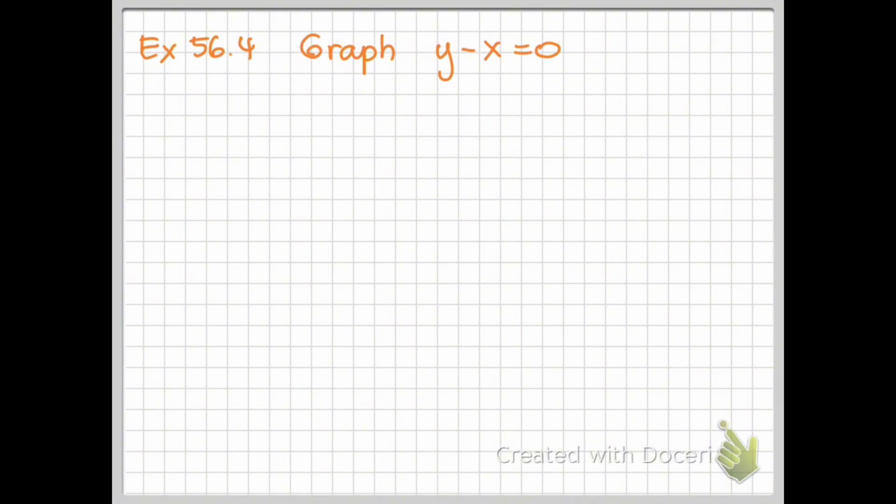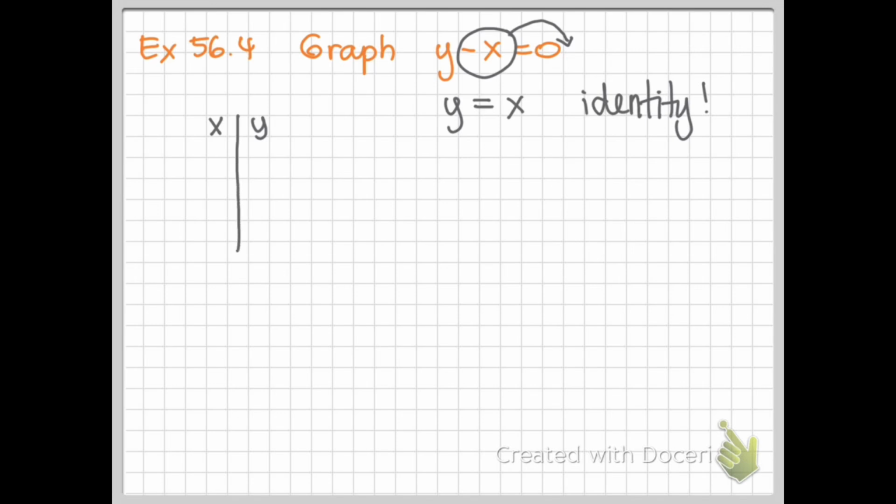This is really easy. Notice that the only thing we have to do is pass this negative x to the other side to add. So y equals x. Now this is a very important equation. It's called the identity equation. And what it's saying is that x equals y. So if I choose x and y, I can choose any number. So let's say I'm going to choose -1, 0, and 5. So if we're saying that y equals x, and x is -1, then y is also -1. And if y equals x and x is 0, then y is 0. And then if x is 5, y is also 5.